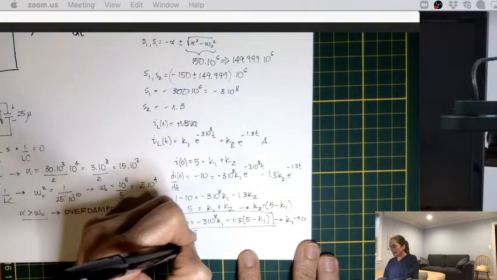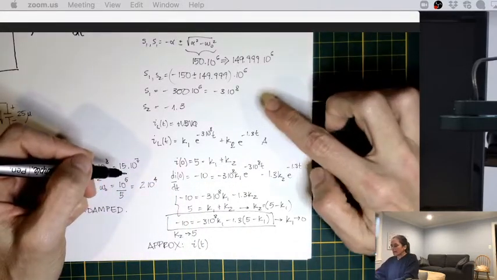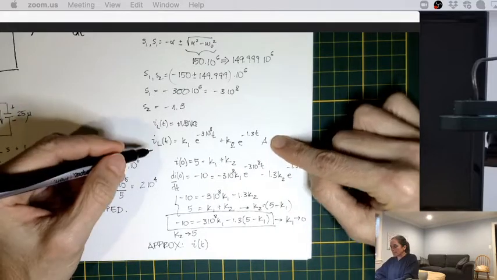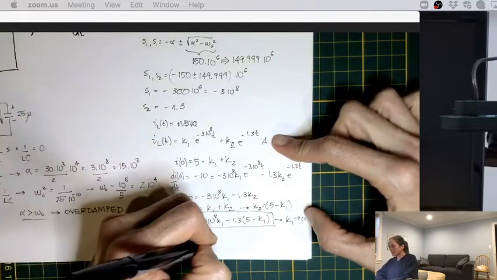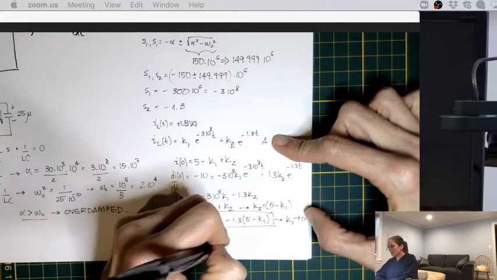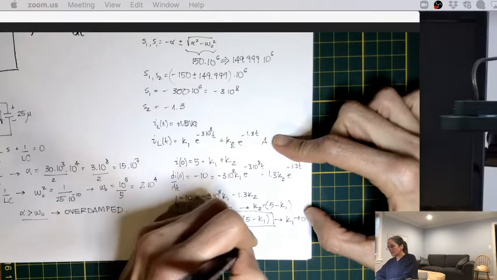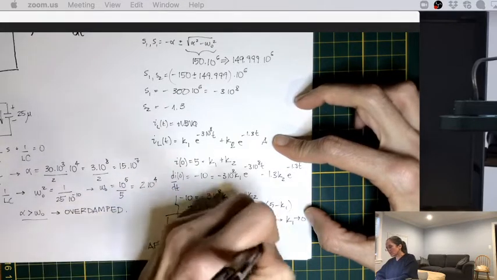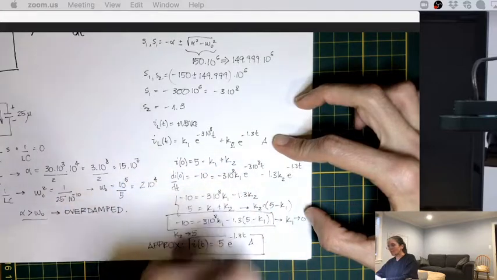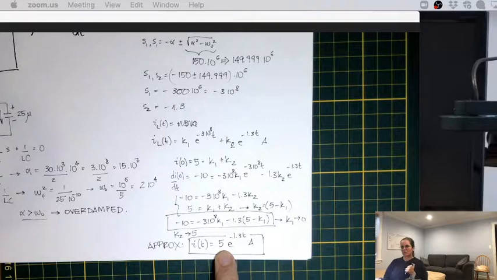I of t, that was a really bad circuit that I made up, will be, with K1 almost 0, so I'm going to leave this out, and I'm going to write almost 5 e to the minus 1.3t amps. It's really two terms, but the other term is going to go to 0 so fast, and it's multiplied by 0, that's not going to matter. So if I wanted to approximate the solution to the circuit, really, this is the most critical piece.